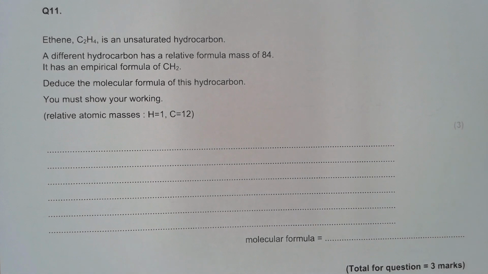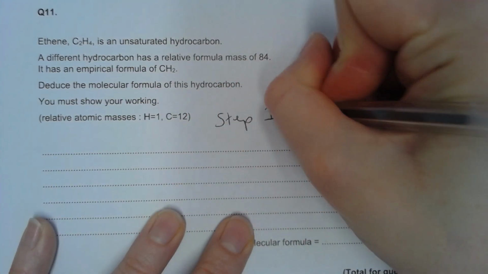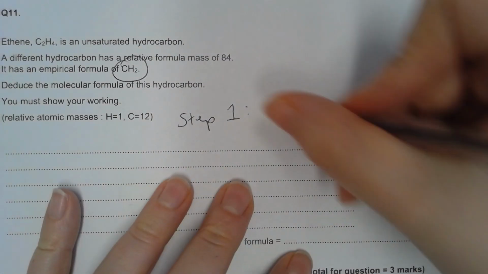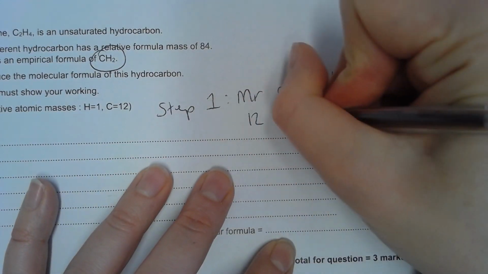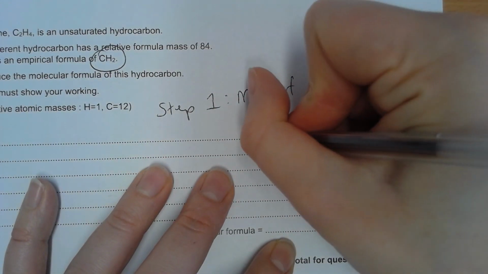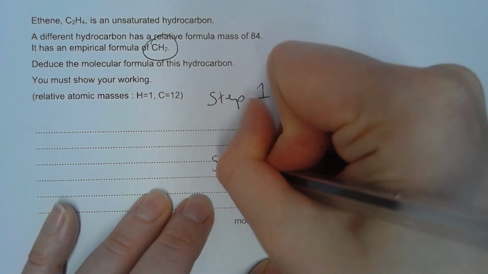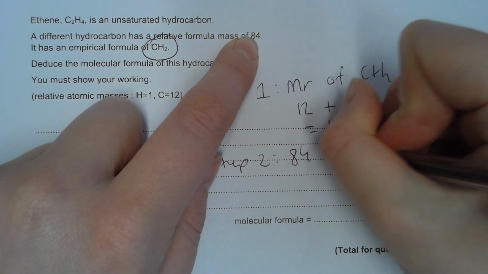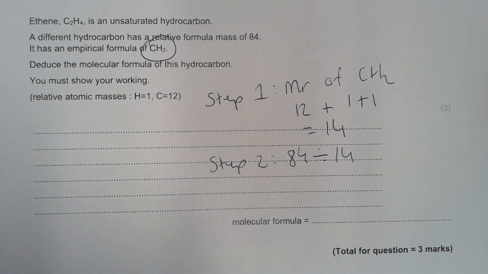The last one here is on molecular formula. This is where we have to go through 3 steps. In step 1, you take the empirical formula and you get the relative formula mass. So I'm going to get the formula mass of CH2. Carbon is 12, hydrogen is 1, you've got 2 hydrogens, the formula mass of CH2 is 14. In step 2, you take the number they give you in the question, which is 84, and you divide it by your answer to step 1. So 84 divided by 14, I should really be able to do this in my head, I think it's 6. Is it 6? It is 6.